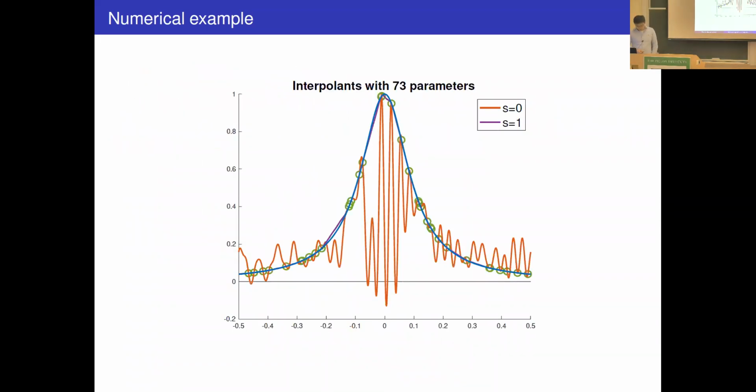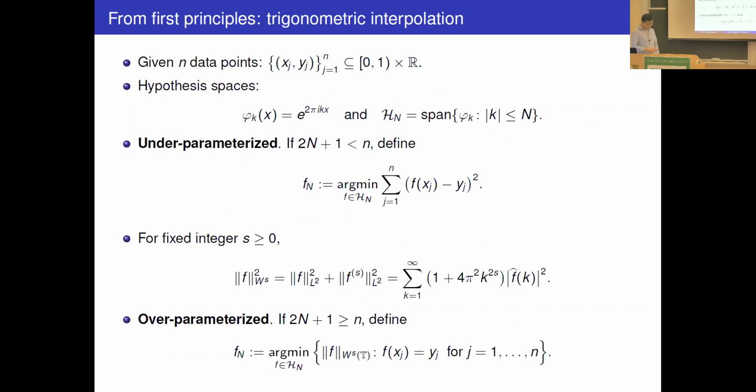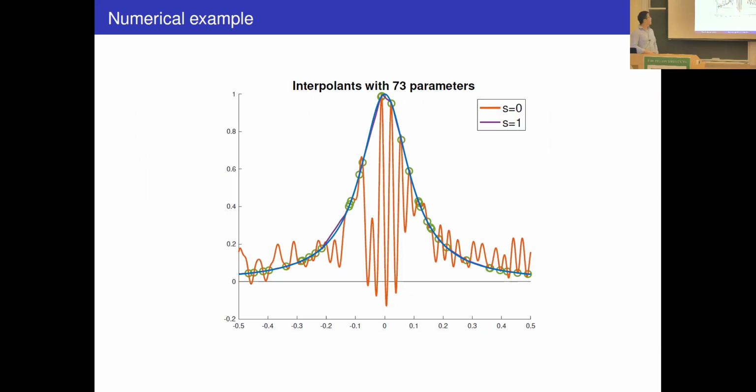Just to give you some intuition as to why this works, or why it doesn't work. If we look at just the minimum L2 norm interpolant of the data points, here I have this Runge function, and the green points are its samples. The red curve would be the minimum L2 norm interpolant with 73 parameters. So it's like a trigonometric polynomial of degree up to 36.